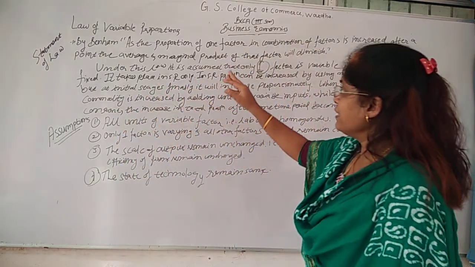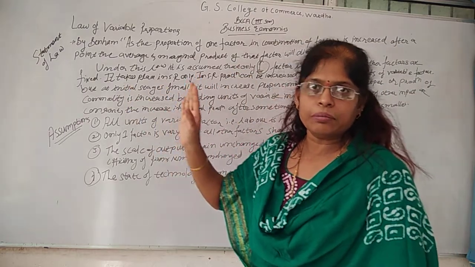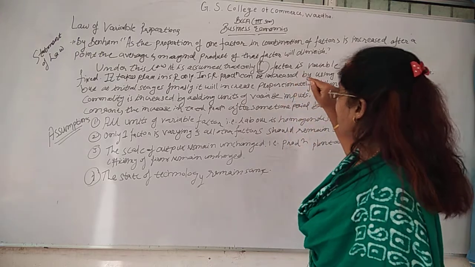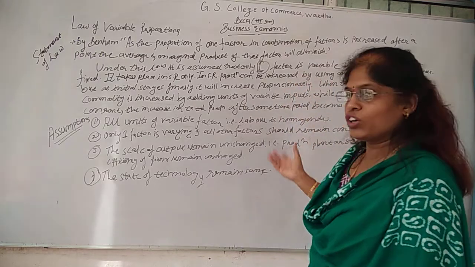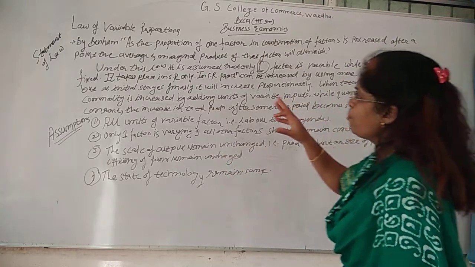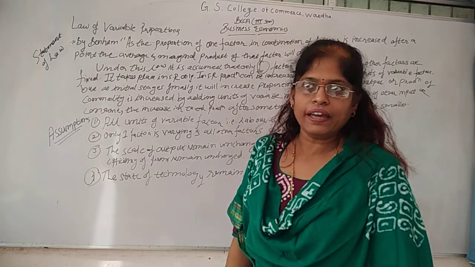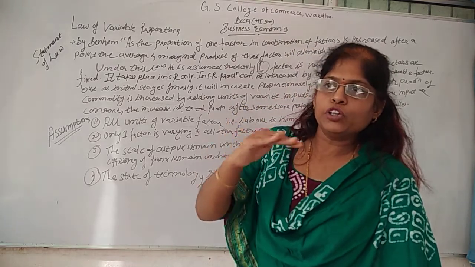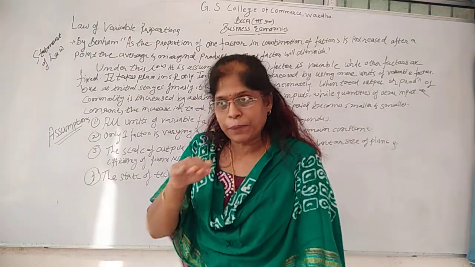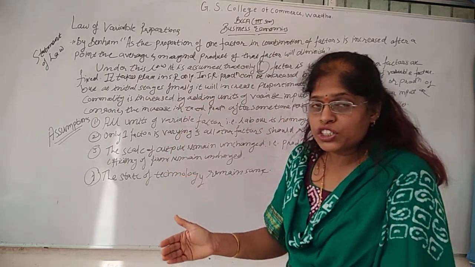So what is said here: the proportion of one factor, and which factor are we considering here? The labor. One input, one factor of production, in combination of factors. What are the other factors? Land and capital. When one factor is increased, after a point the average and marginal product of that factor will diminish. After a point your utility or its utilization gets finished, it completes. So after that it goes on at a diminishing level.